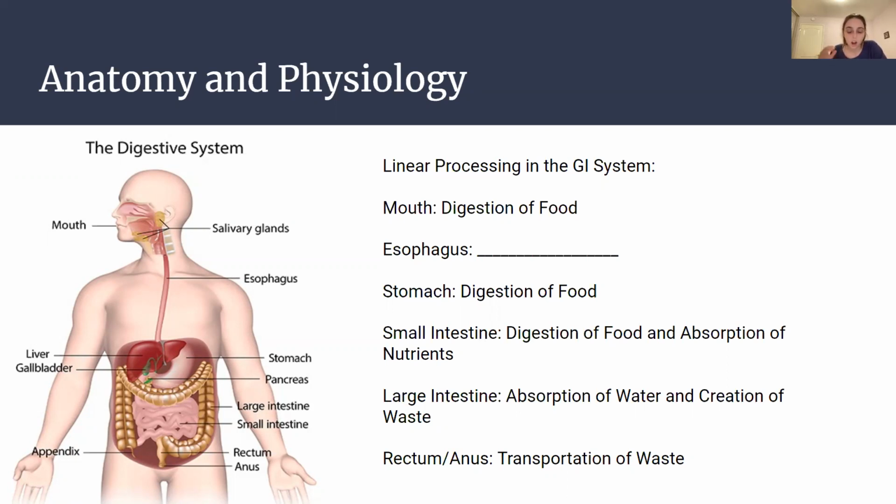And then content is going to travel into the large intestine, also known as the colon. And the large intestine is where absorption of water and the creation of waste is going to occur. And the rectum and the anus are responsible for taking that waste that was created and transporting it out of our body. So a question I have for you, we're seeing the terms a lot, like digestion, transportation.